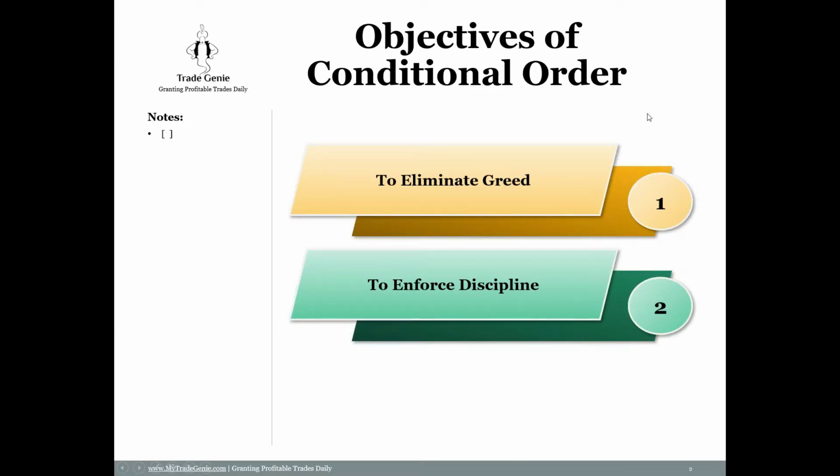So the objective of conditional order are two: to eliminate greed and to enforce discipline. So what happened, how does the greed come in?